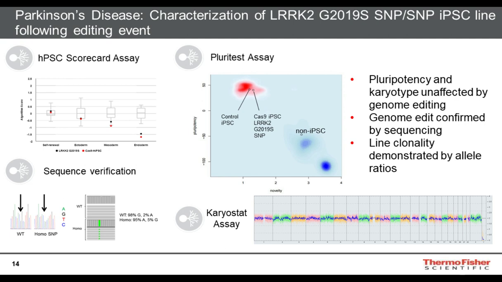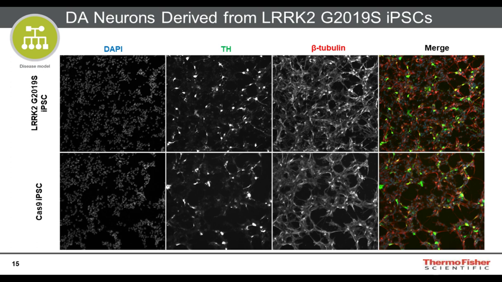So now that we knew that, we then moved on to differentiating these iPSCs into dopaminergic neurons. And here is some example immunostaining of cultures containing dopaminergic neurons, both for the Cas9 wild-type iPSC line as well as the Cas9 iPSC-based mutant on the top. And what you can see is there's clear expression of TH, which is a dopaminergic specific marker, as well as beta-tubulin, which is a more general neuronal marker.